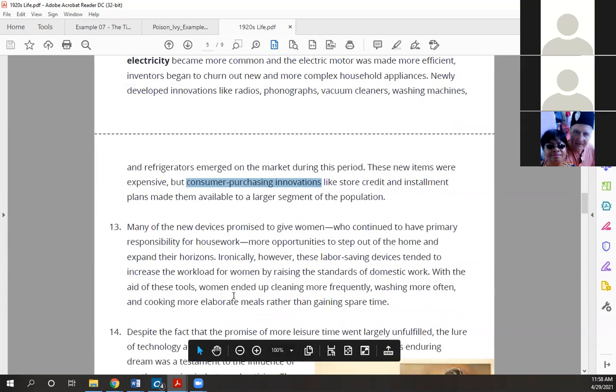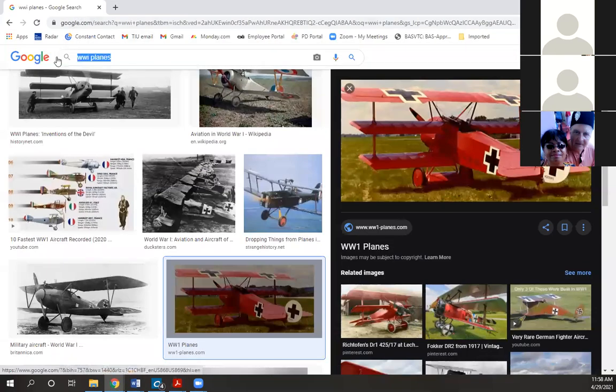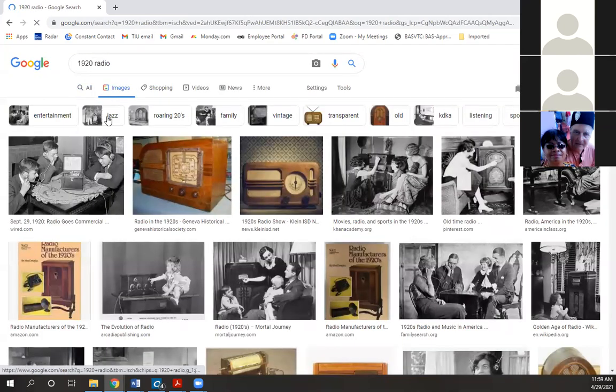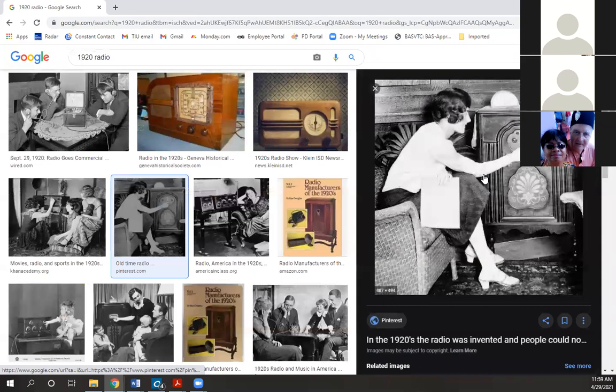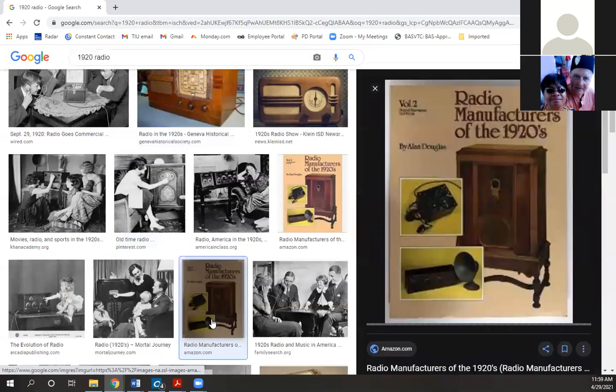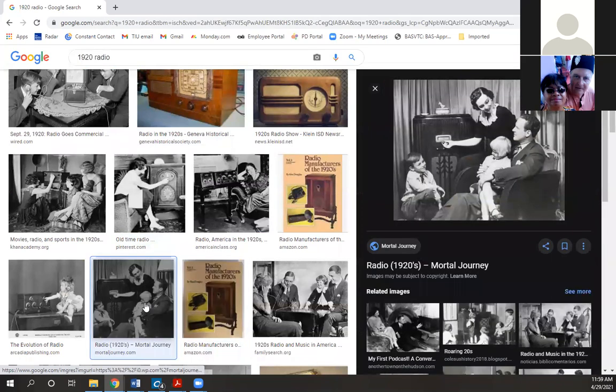And these are new things, radios. Now let me see if I can pull up a picture of when we talk about radios. Let's see here. 1920 radio. So this is the kind of radio we're talking about. They're large. Because there was no television, instead of having a television in your living room, you would gather around at night and listen to the radio.